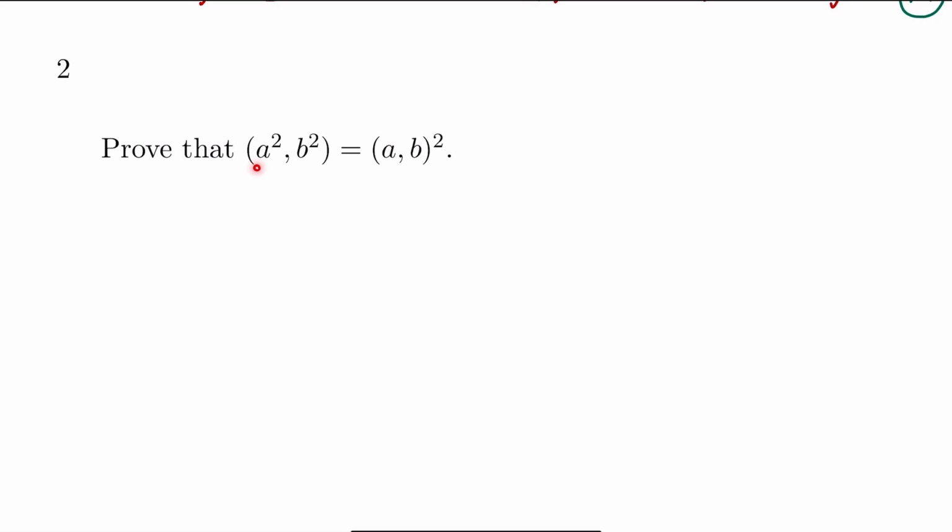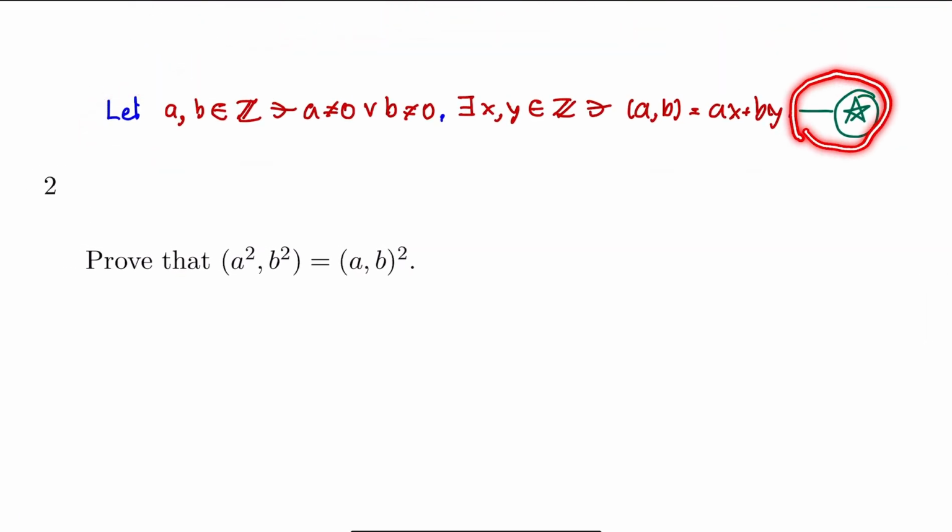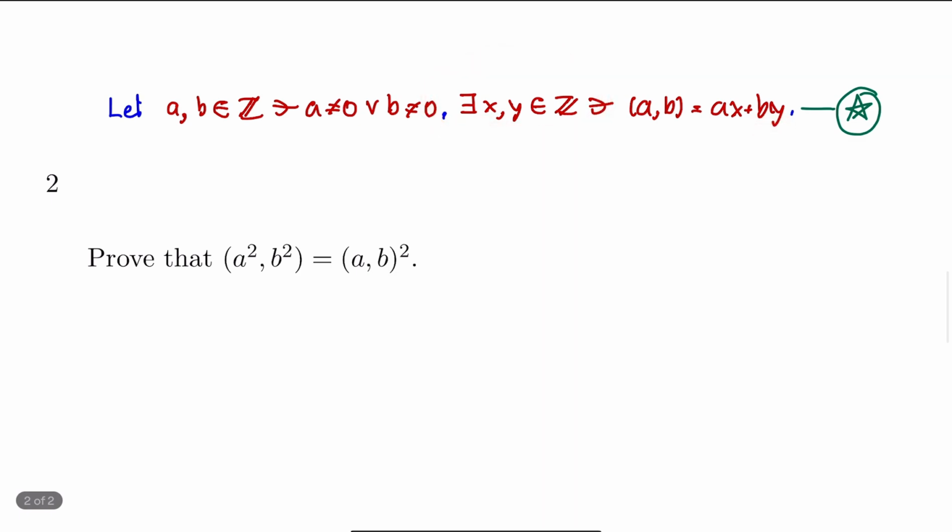Today we're going to prove that the greatest common divisor of a squared and b squared equals the greatest common divisor of a and b raised to the power of 2. So we will use this theorem, which I will call theorem star: the greatest common divisor of a and b can be written as ax plus by, for some integers x and y. Then you can have the greatest common divisor of a and b equal ax plus by.